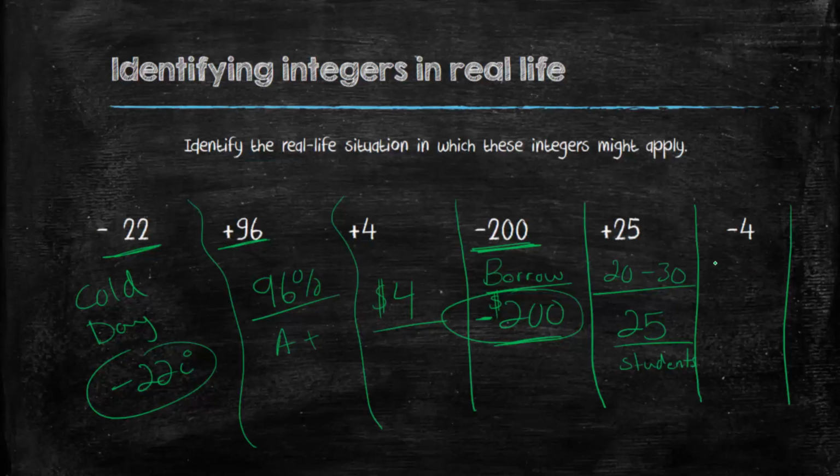And -4, again, -4 is an easy one. It could be on a little chilly day, right? -4 degrees Celsius. Or maybe on a test if your teacher's marking and takes 4 marks off, right? For getting a question wrong. That's not a big deal. So you might see it here, but that's -4, right? Okay, so we've explored some integers and we've explored how integers might actually occur in real life.